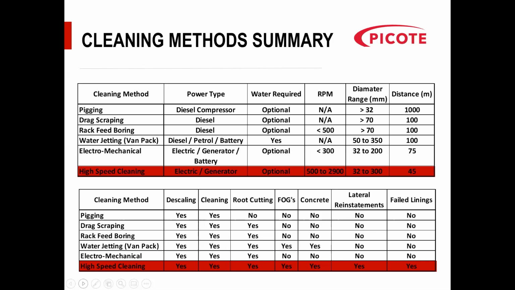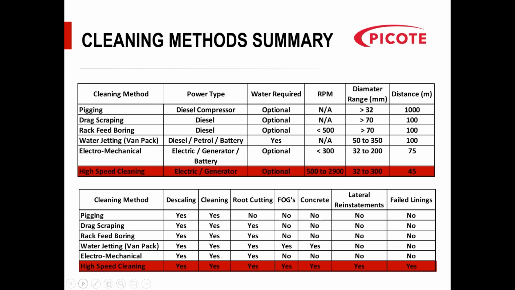Again, I think the limiting thing currently with the high speed is that we're limited to probably lengths of up to 45 meters, which is 90 meters between two access points if you work both ways.